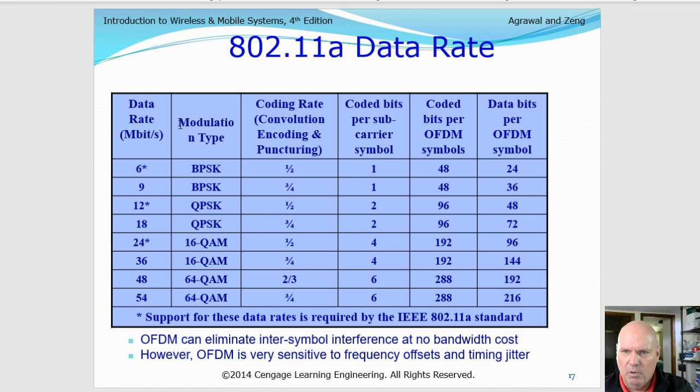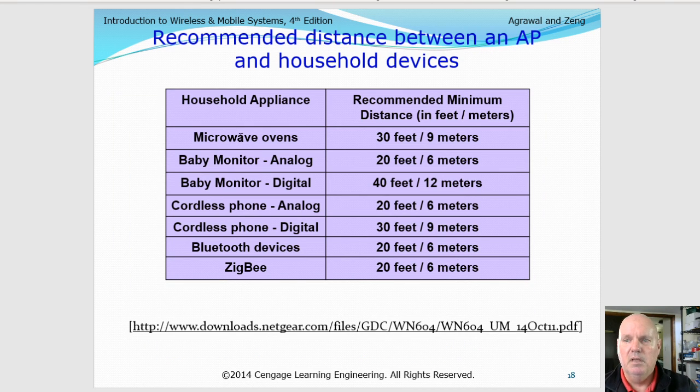One of the things you do have to be careful of is that some of the frequencies used by household appliances can interfere with your access point, with your Wi-Fi, and actually, due to collisions, affect the quality of your network. So here are some recommended distances between various household appliances and an access point.